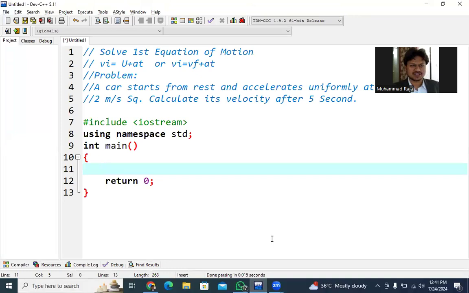In our lecture number 7, we want to solve again the basic mathematical expression, but now in terms of physics numericals. I want to solve the first equation of motion. You know, the first equation of motion is Vf is equal to Vi plus AT, or V is equal to U plus AT. Normally, students who understand basic physics know that.